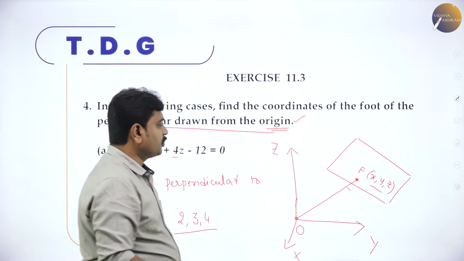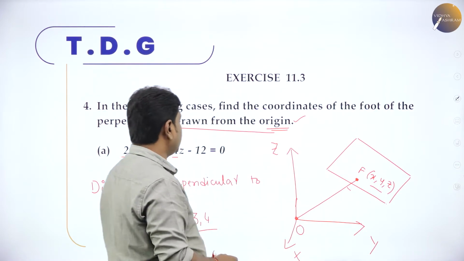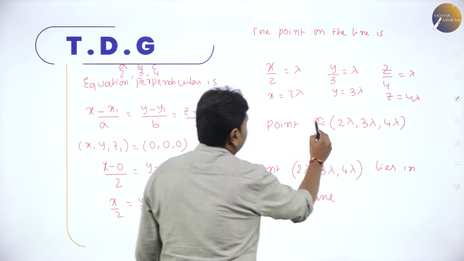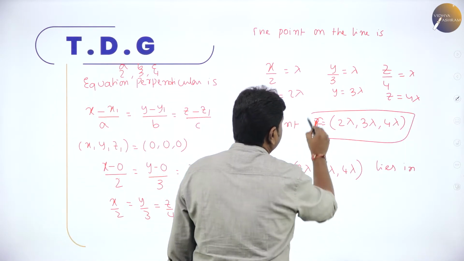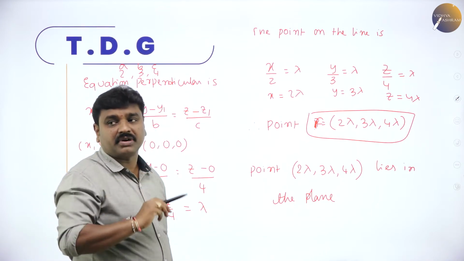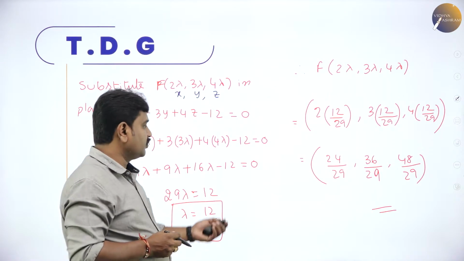The foot of perpendicular is a point in the plane and it is a point on the line. So a point on the line will be in the form what? 2 lambda, 3 lambda, 4 lambda. In order to find lambda, because the point is in the plane, if any point is in the plane, it should satisfy the plane equation. We substitute, and we'll get it.